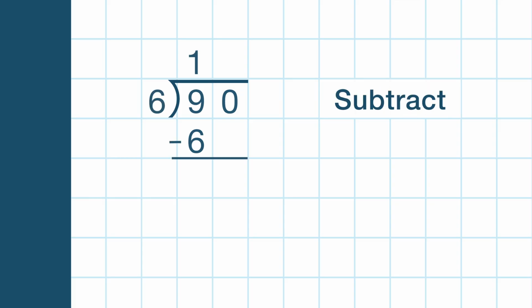Now, subtract. 9 minus 6 equals what? The answer is 3. Bring down the 0 to make 30. Divide again. 6 goes into 30 how many times? 5 times. Write the 5 above the 0.